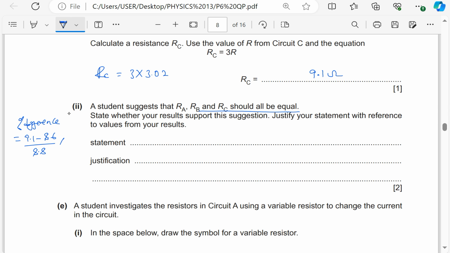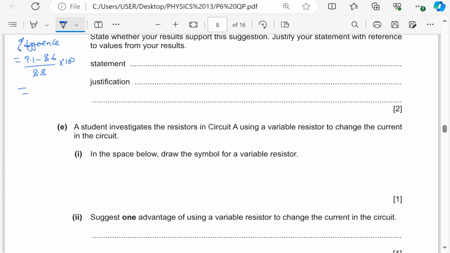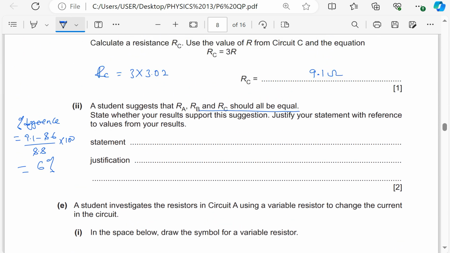Then I will multiply this by 100. So I want to see the percentage difference. 9.1 minus 8.6, that is the highest minus the lowest, divide by 8.8, then times 100. So this is approximately 6%. So it is within the limit of experimental accuracy, which is 10%. So I'll simply say yes.